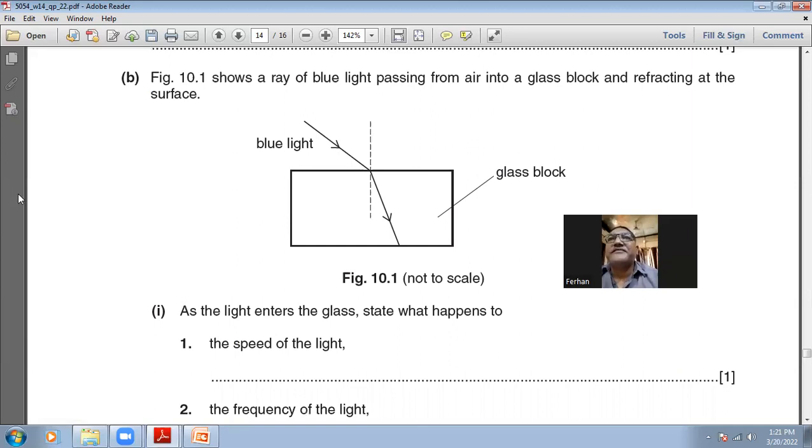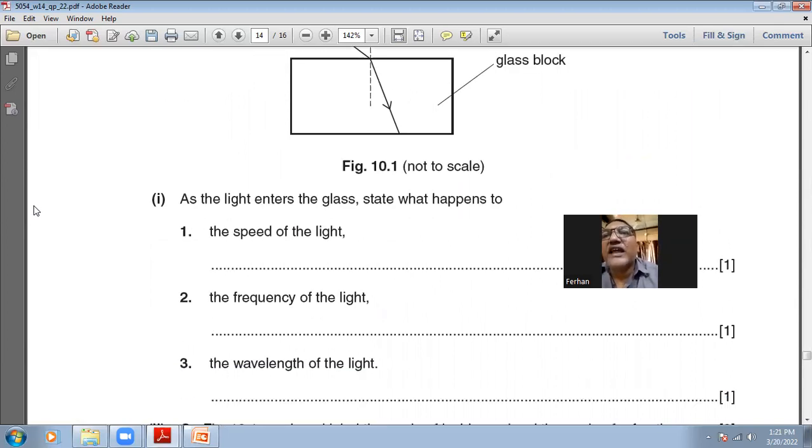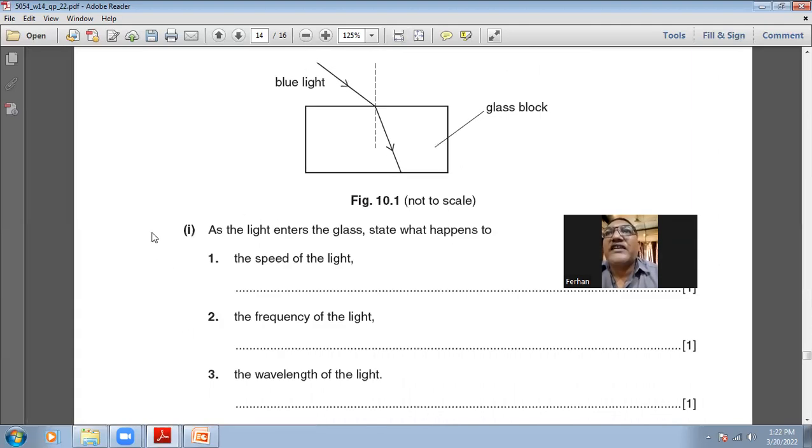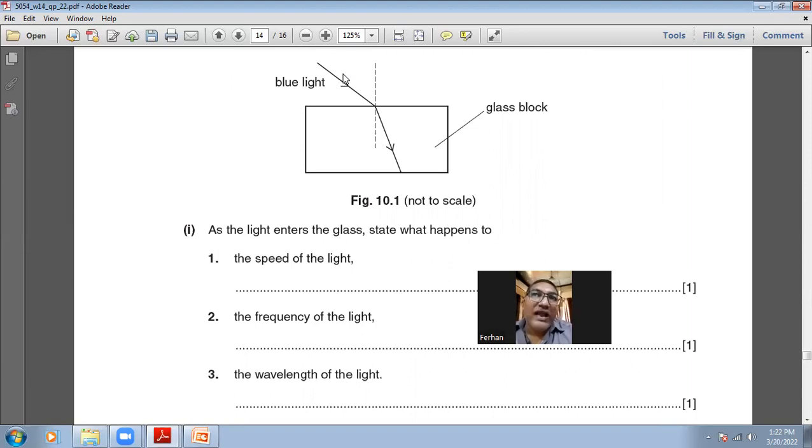It says part B. Figure 10.1 shows a ray of blue light passing from air into a glass block and refracting at the surface. As the light enters the glass, state what happens to the speed of the light, the frequency of the light, and the wavelength of the light. Let me reduce the size so I can see the whole thing together. You see, the blue light is traveling in the air. When it enters the glass, it enters a dense medium.